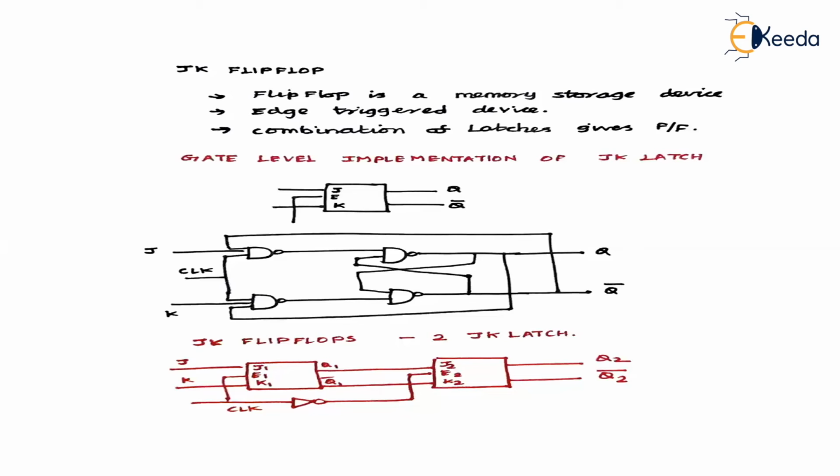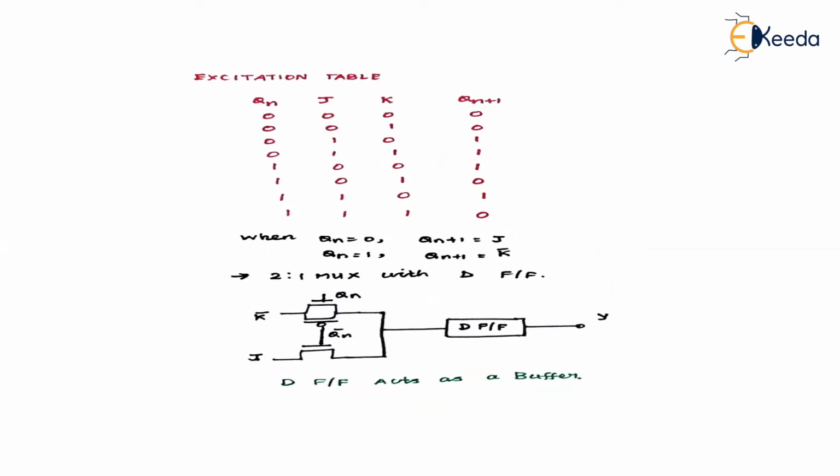Now I'm using the excitation table. I'm going to show you how I can implement a JK flip-flop in an easy manner without taking that much risk. So what is this excitation table stating?